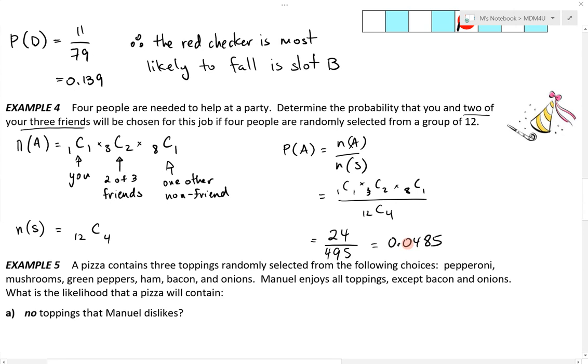Okay, so it gives you about a 5% chance that you would get 2 of your 3 friends chosen for the job. Now I just want to remark that 1 choose 1 is not necessary to write because it's equal to 1, but it may be helpful to have always. It helps you with your thinking as you're problem solving.